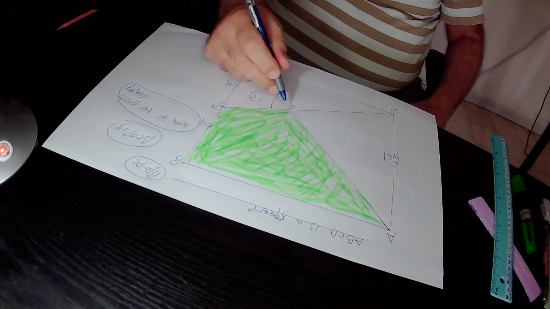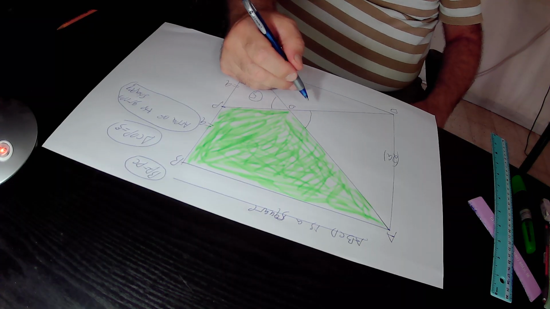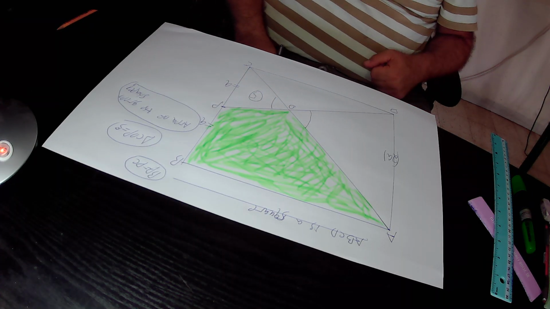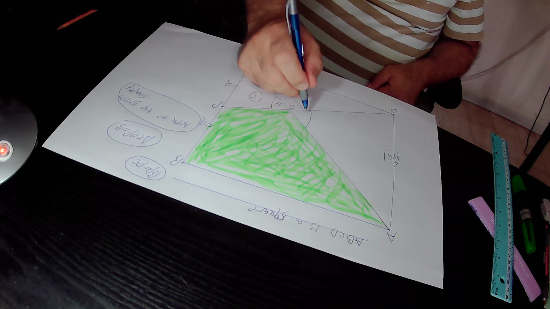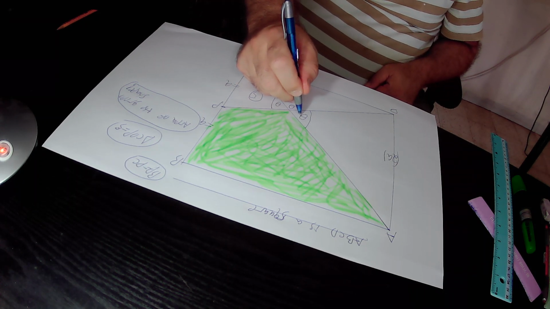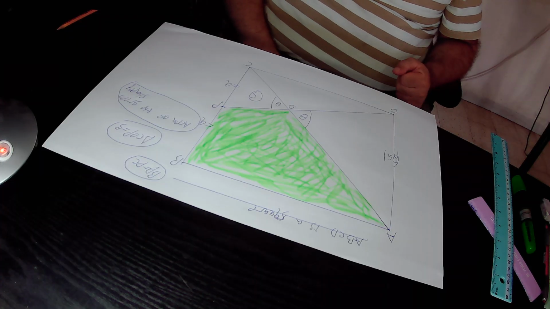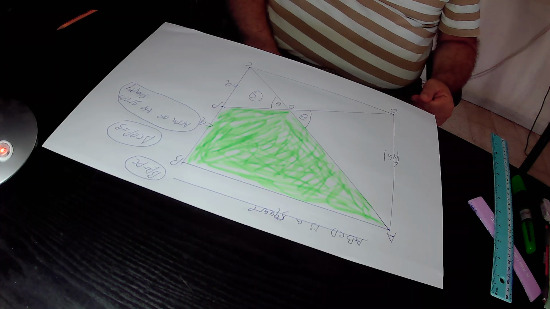Those two angles are defined as vertex angles, and we know that vertex angles are equal to each other. So if the size of this angle is theta, then the size of this angle must also be equal to theta because they are equal to each other according to the rule that I mentioned. Vertex angles are equal to each other.